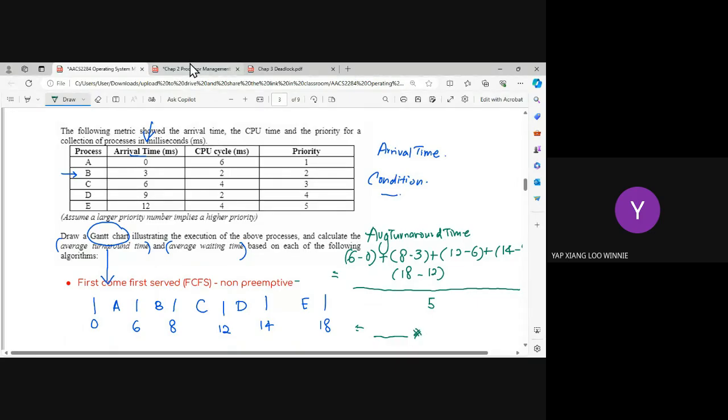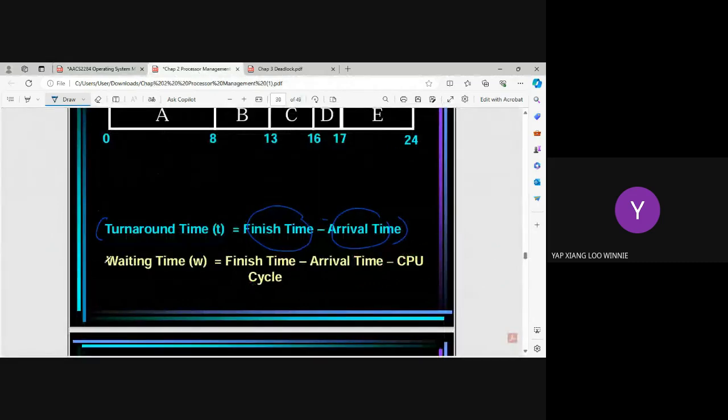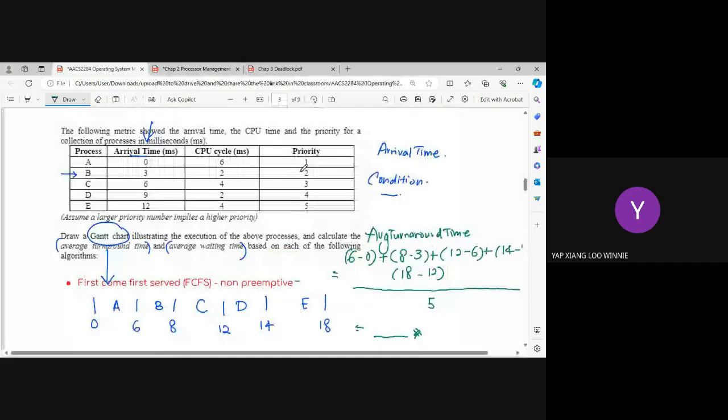If the question wanted to calculate average waiting time, if you remember turnaround time, it is just finish minus arrival. Same, finish minus arrival. But because we want to calculate the waiting time, we need to minus the CPU cycle. Now, where do you get your value of CPU cycle? The CPU cycle is just over here. Sometimes the question might not write CPU cycle. It gives you some other terms, but you have to know that it's actually your CPU cycle.